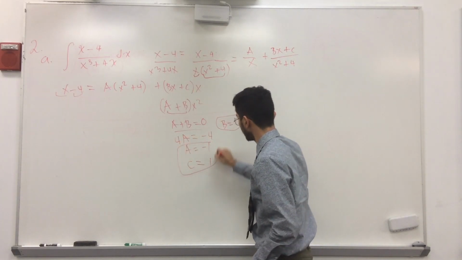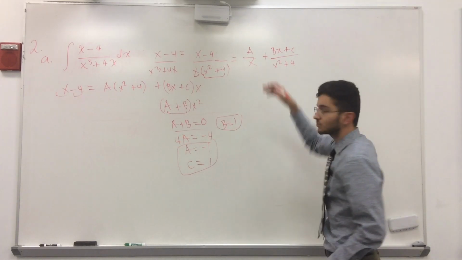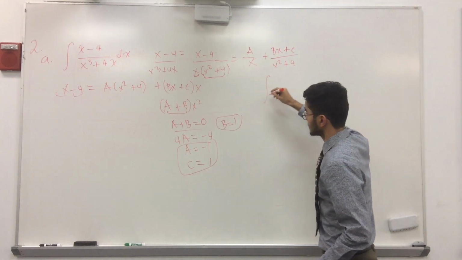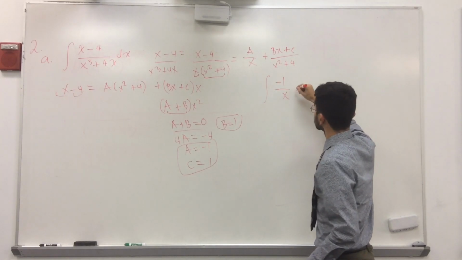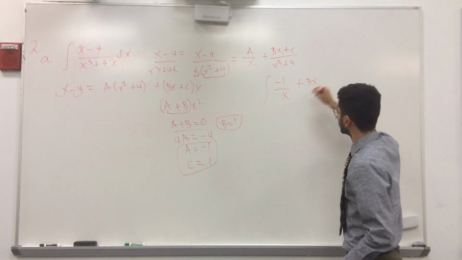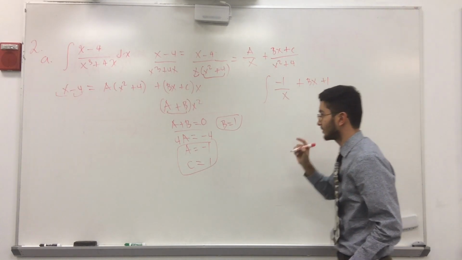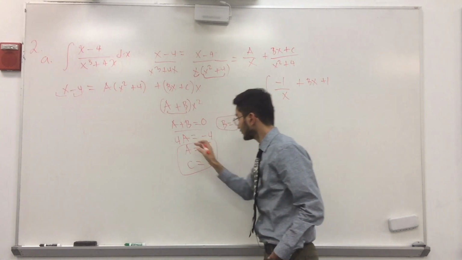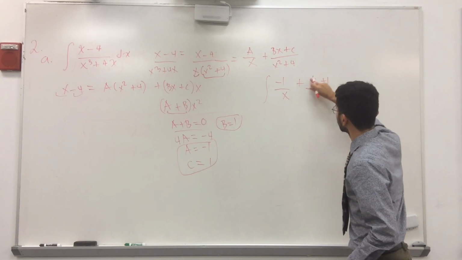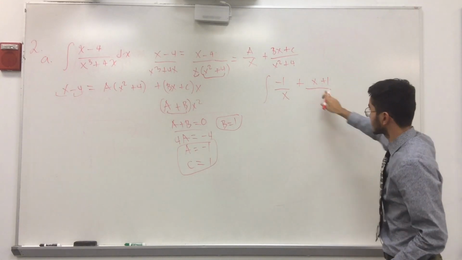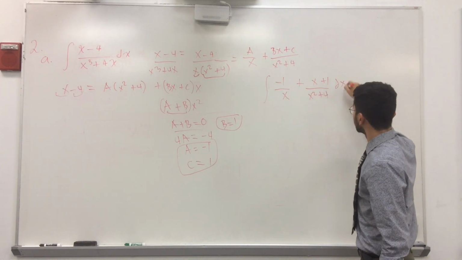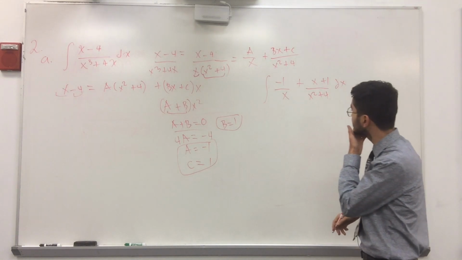So we have these three constants, so we can go ahead and substitute that in there. So this is nothing but the integral of a, which is negative 1, divided by x, and then we have b, so plus bx, and then c is 1, so plus 1. Oh, and b is 1, my apologies. That's just 1x plus 1. And then we have all of this divided by x squared plus 4 dx. All we got to do here is just integrate this.